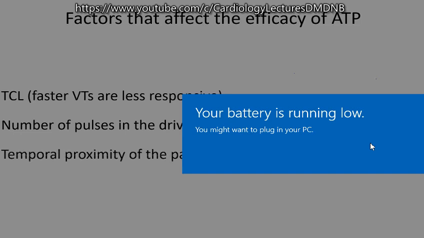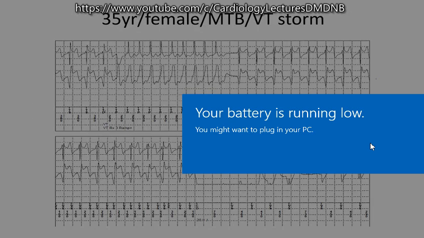Last is the proximity of the pacing lead to the re-entrant circuit. Where the circuit is makes a huge difference. For this, I would like to show a small case example. This was a 35-year-old female, myocardial tuberculosis, who came with VT storm. And if you see this case, it was actually quite robust overdrive pacing. The VT was not that fast.